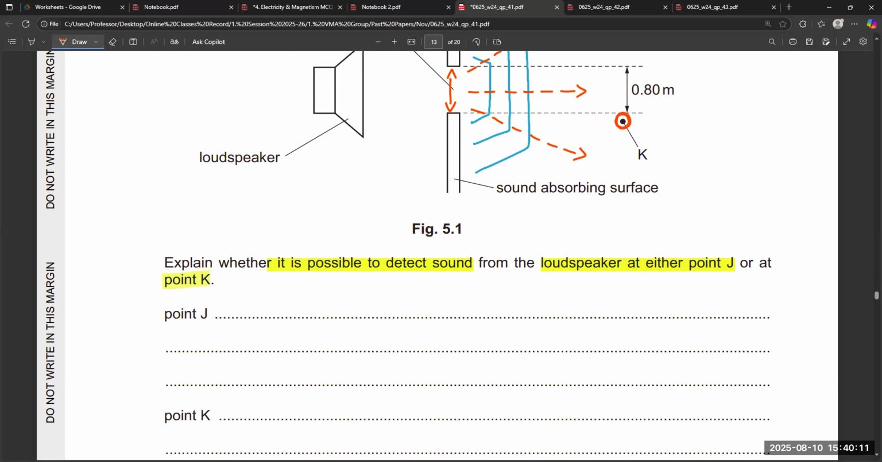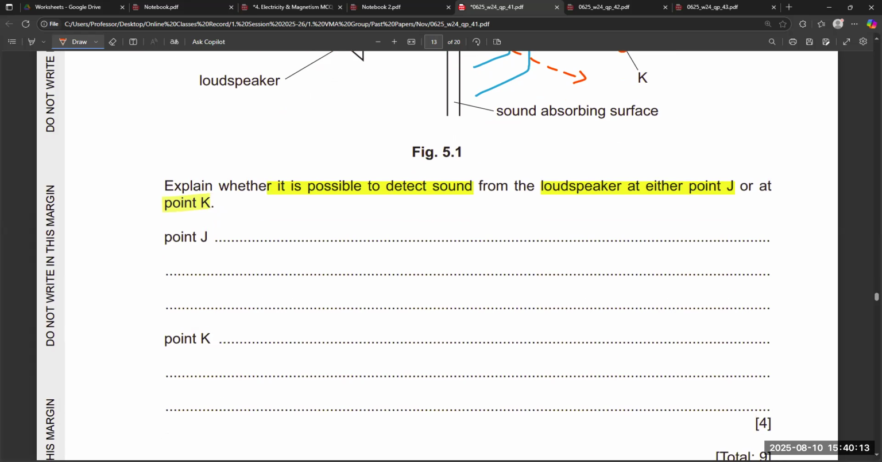So the explanation is, if we talk about J, no sound is detected because of small diffraction.